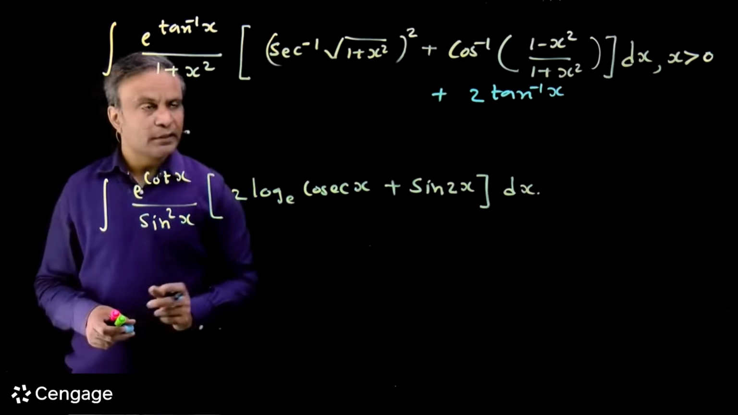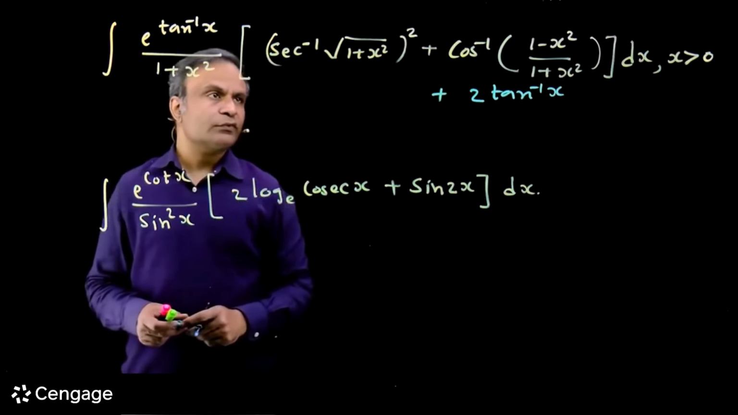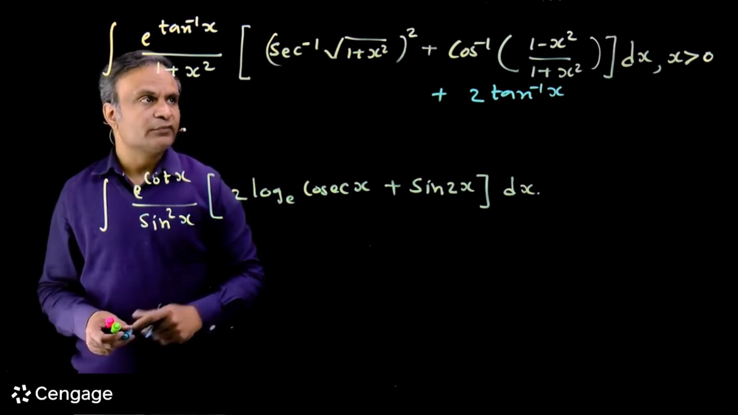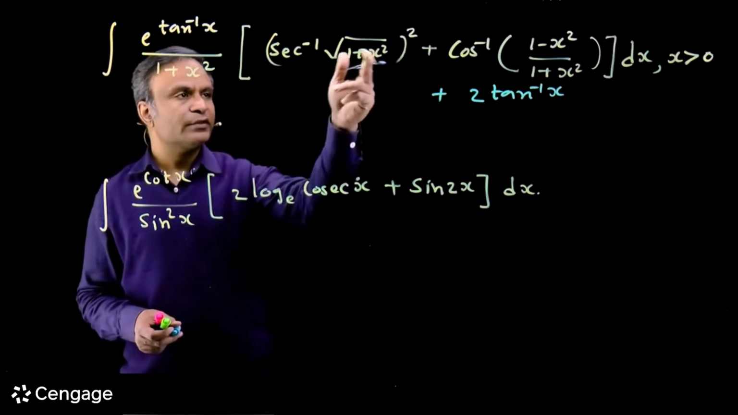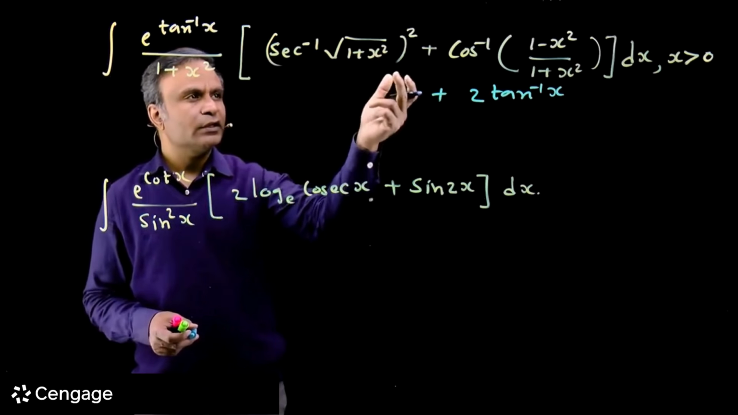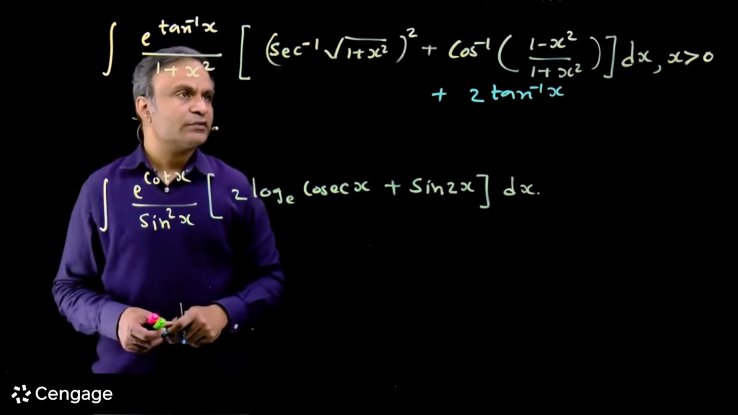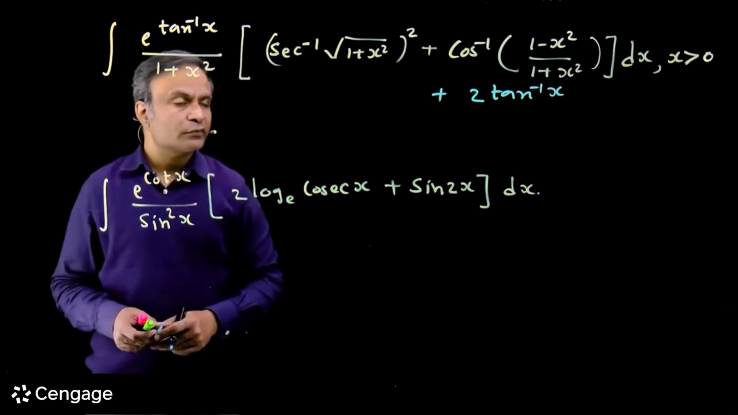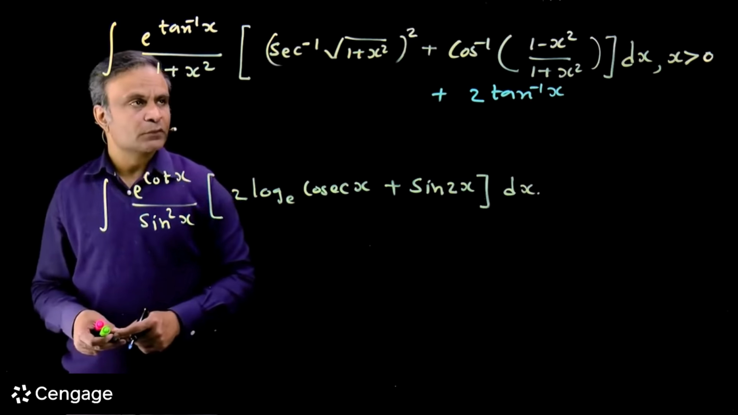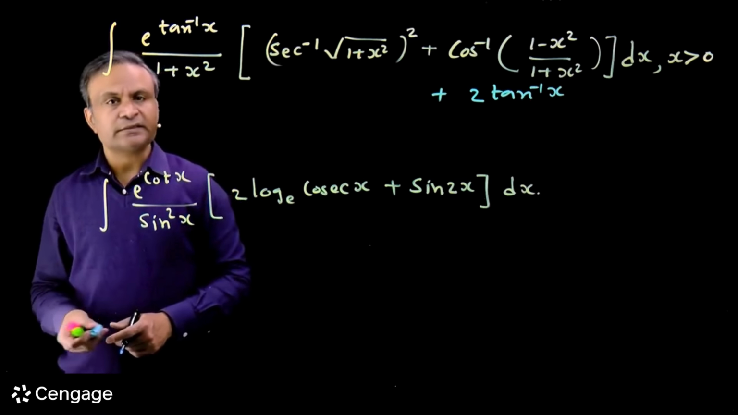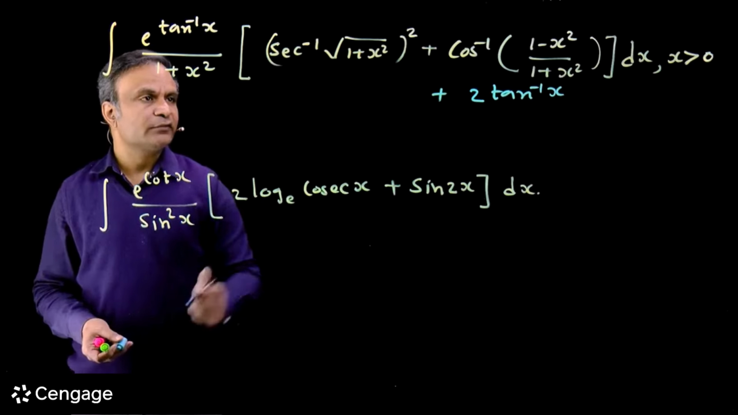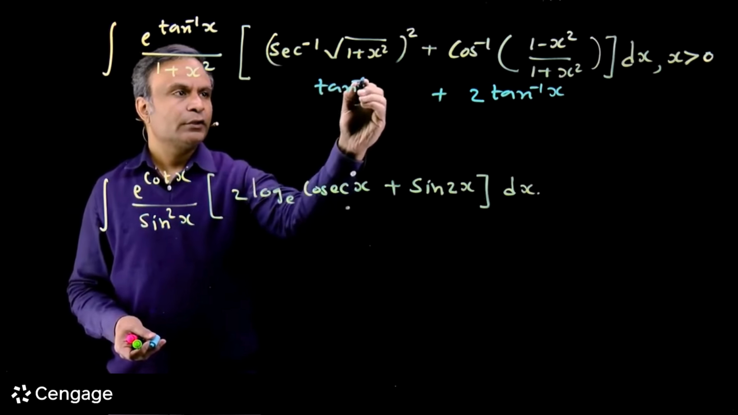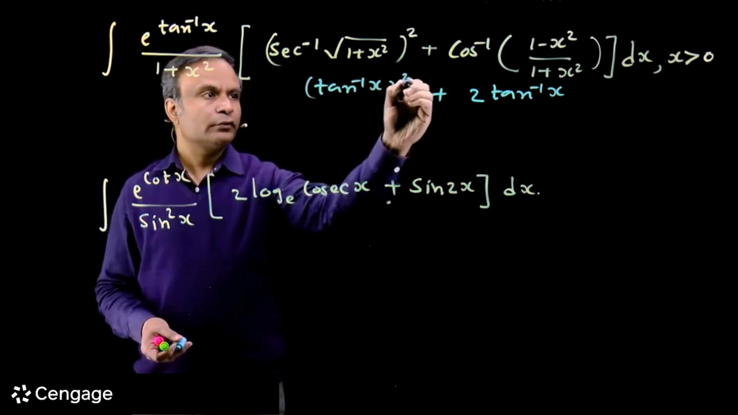Okay? Now secant inverse root 1 plus x square is tan inverse x. If we put x is equal to tan theta, 1 plus tan square theta is secant square theta, whose square root is secant theta. Okay, because x is positive, root of secant square theta will be secant theta, and secant inverse of secant theta is theta, where theta is tan inverse x. So we have here square of tan inverse.